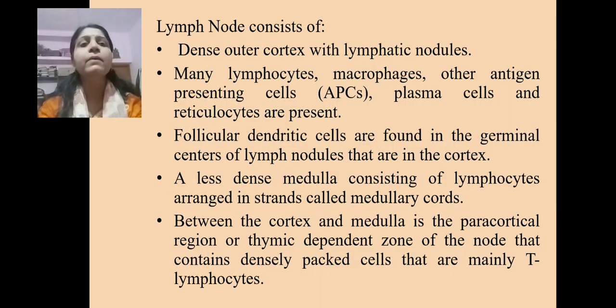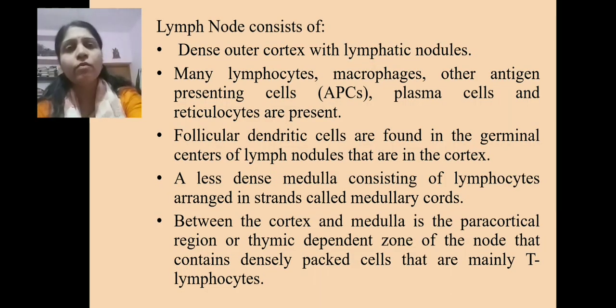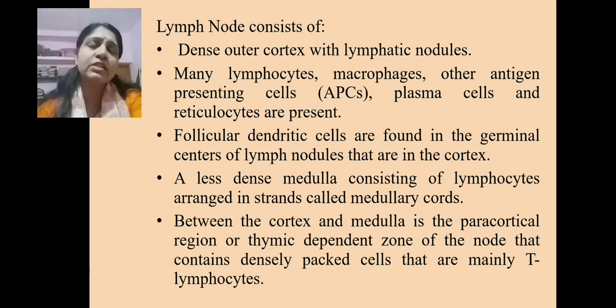Whenever we are discussing the detailed structure of the lymph node, it consists of a dense outer cortex with lymphatic nodules. These lymphatic nodules are the germinal centers for the B lymphocytic cells. Many lymphocytes, macrophage cells, antigen presenting cells including the dendritic cells, plasma cells, and reticulocyte cells are present within the cortex.